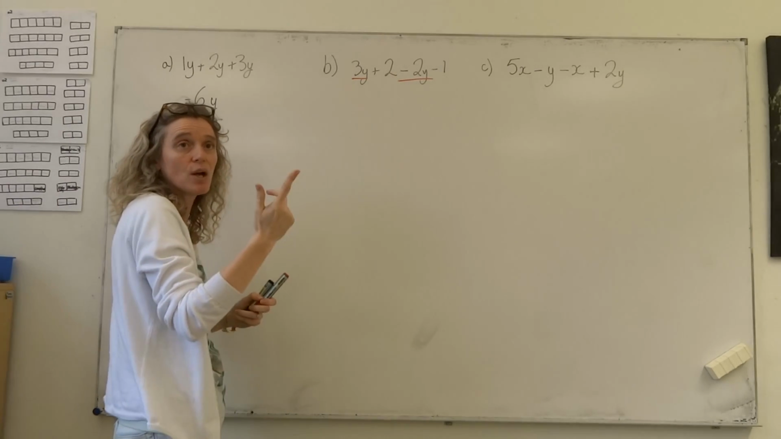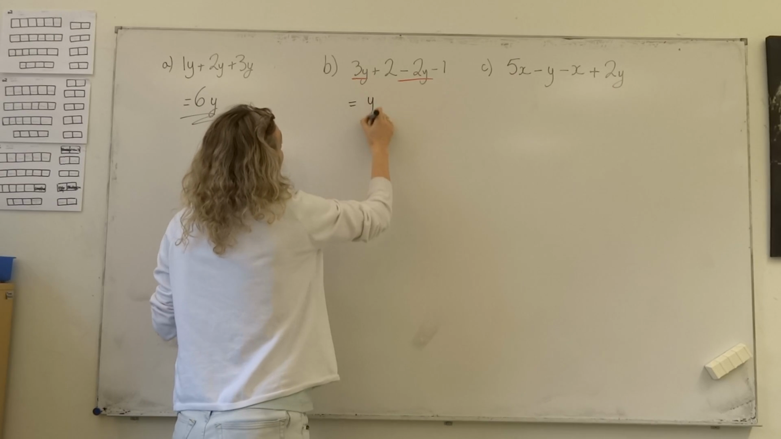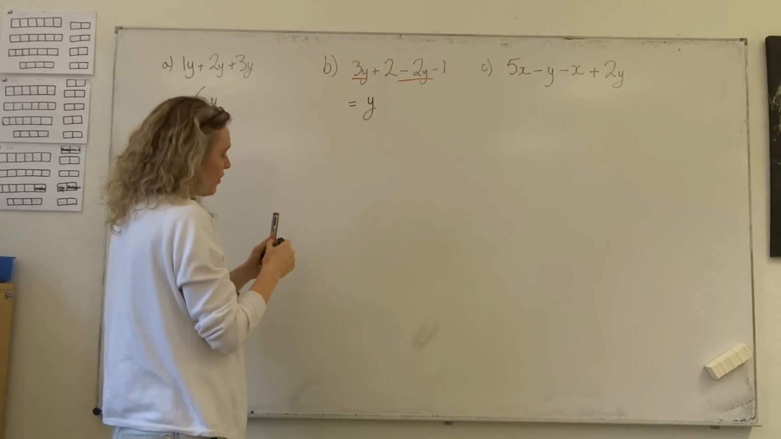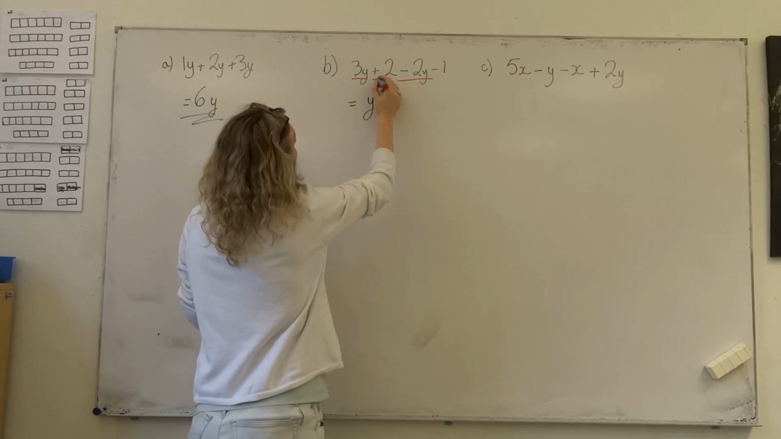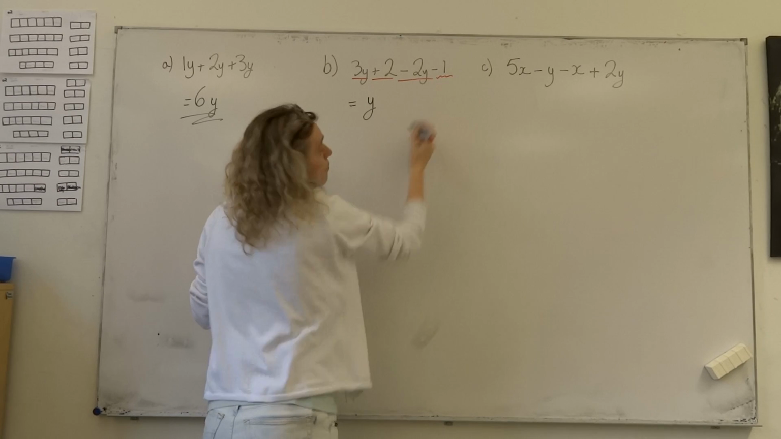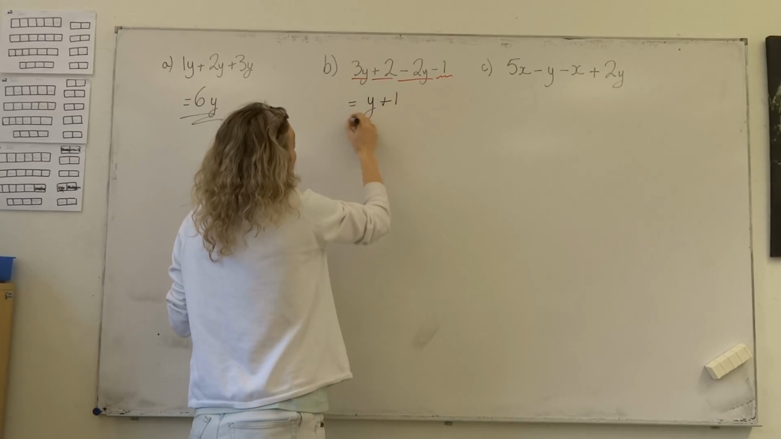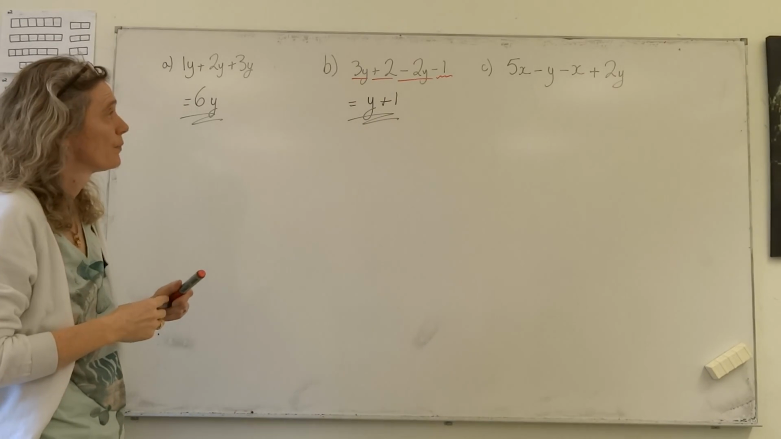So if we have 3 yachts and we take away 2, we have 1 yacht. And we don't write the 1 in front of the y, remember? Okay, now we're finished with the y's. Now we look at the numbers. Here we have plus 2 and here we have minus 1. Well, 2 take away 1 is plus 1. So this in its most simple form would be y plus 1.